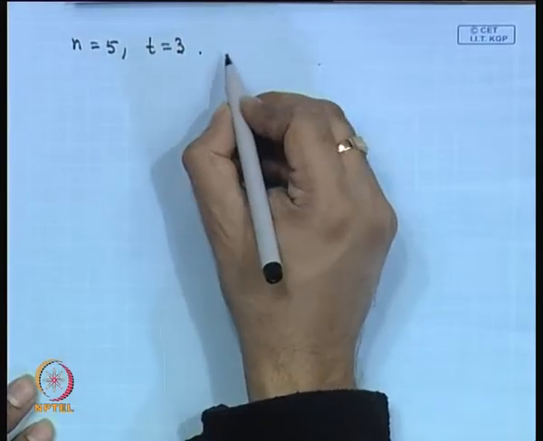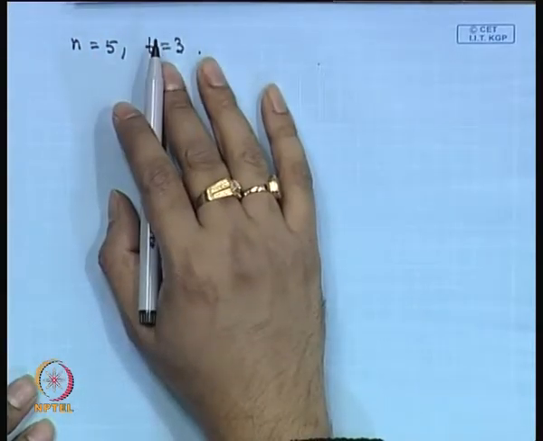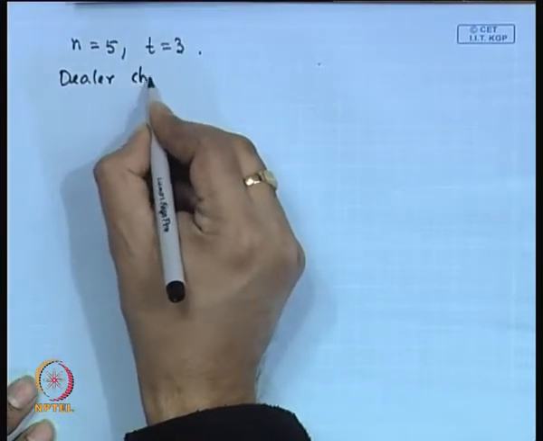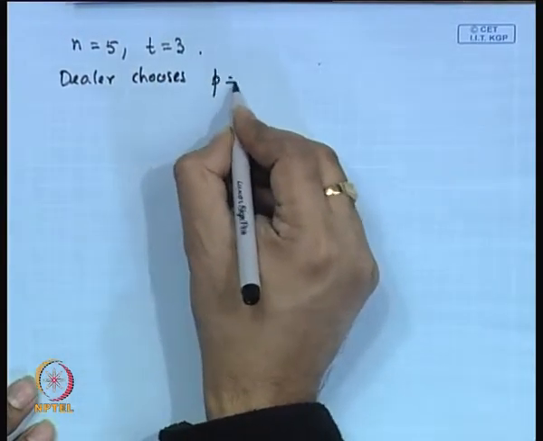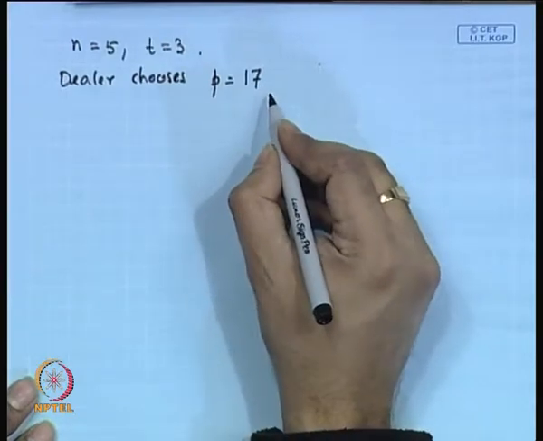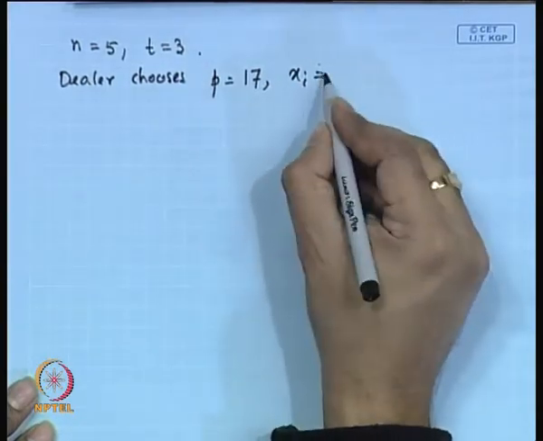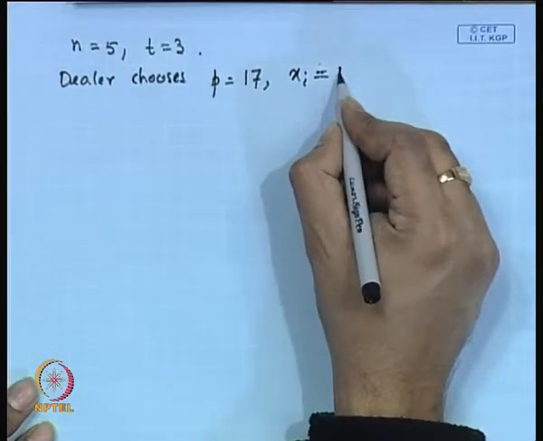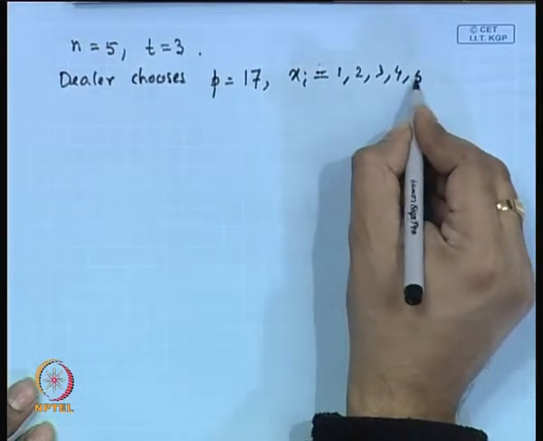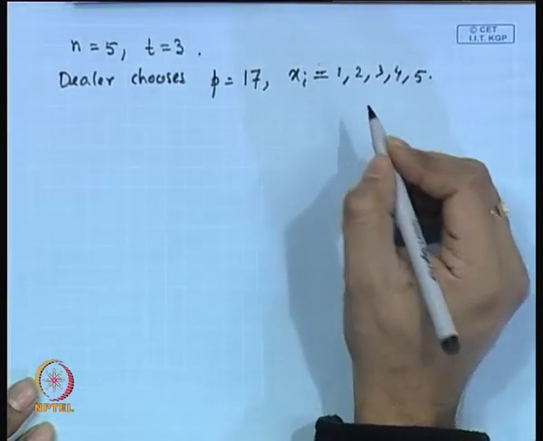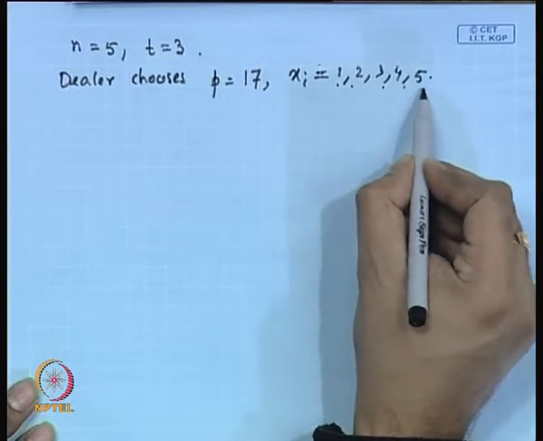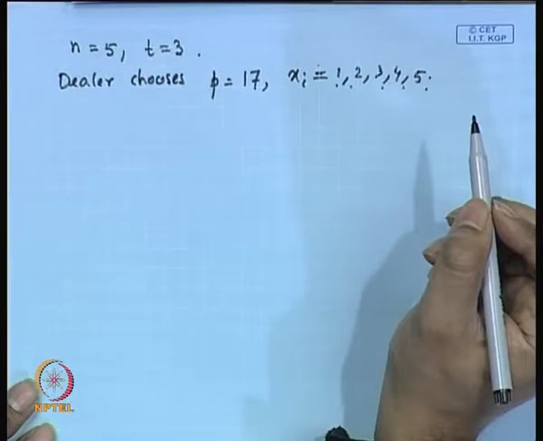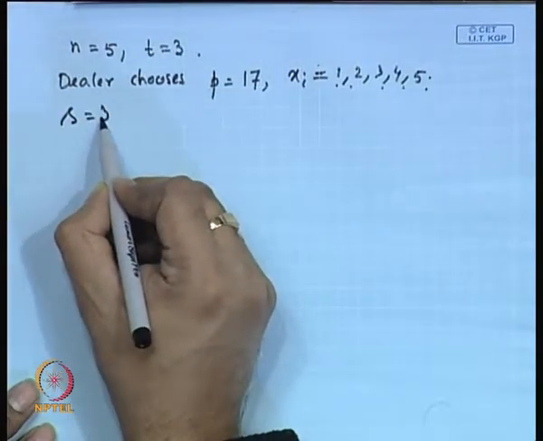So, what the dealer does, first the dealer has to create the polynomial, right. The dealer chooses a prime number p equal to 17 and chooses some xi values. Let us take the xi values as 1, 2, 3, 4 and 5, that is x1, x2, x3, x4 and x5 equal to 1, 2, 3, 4 and 5. Suppose the secret which I want to share is the value 3.